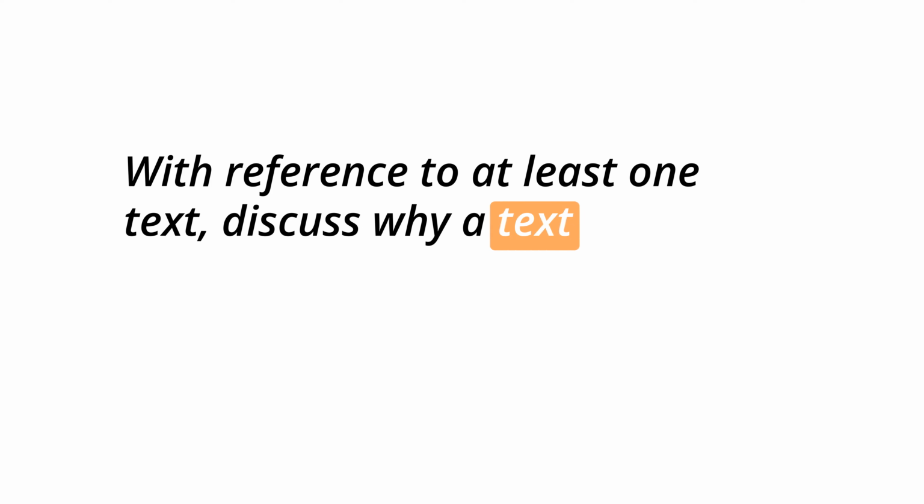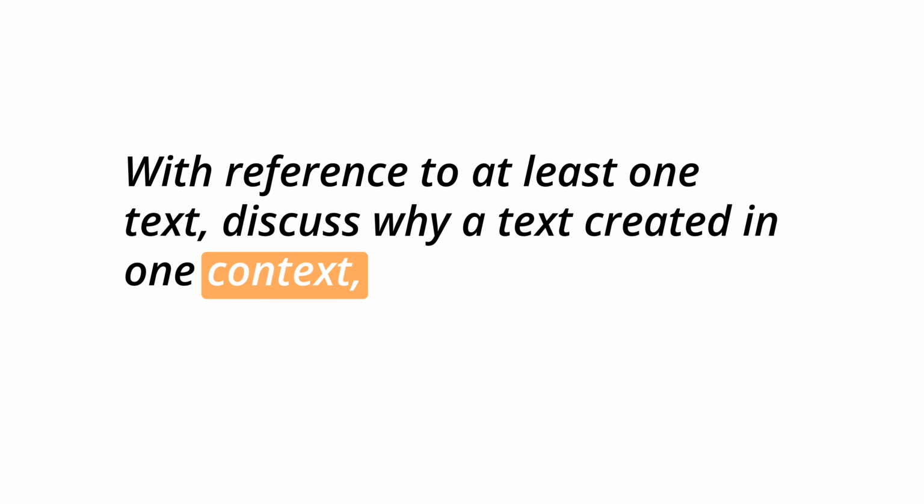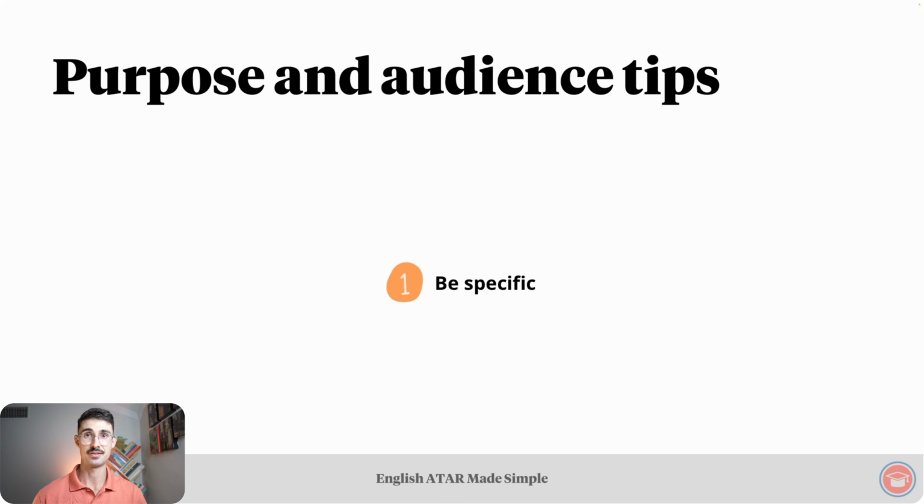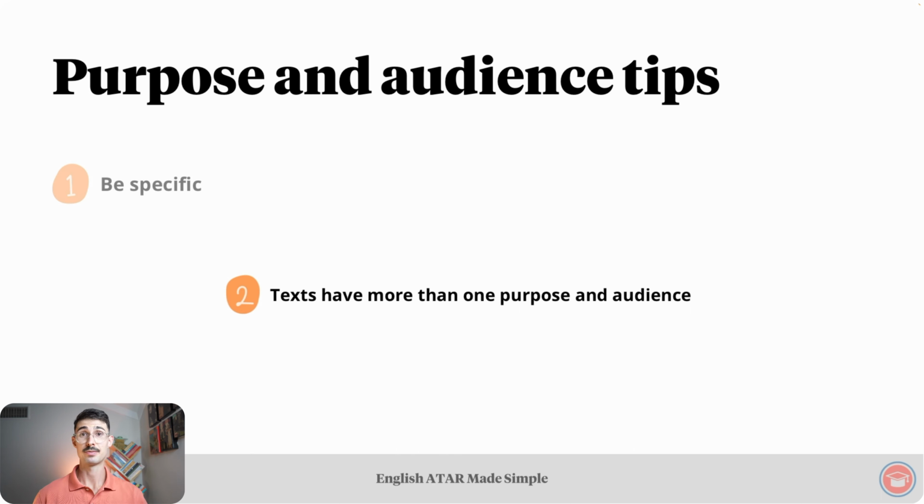With reference to at least one text, discuss why a text created in one context may resonate with an audience in another context. This is the question we just looked at. One potential audience could be people who like music. That's very general. Another potential audience could be people who believe in racial equality. That is much more specific. The specific version wins.